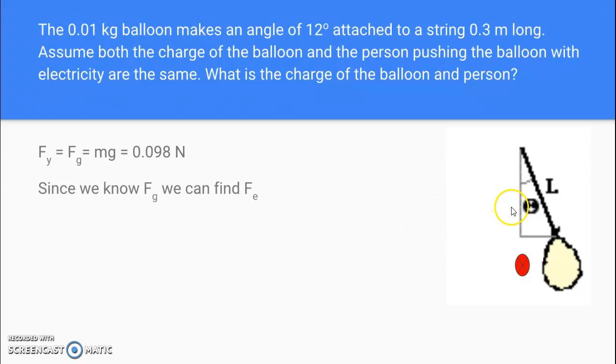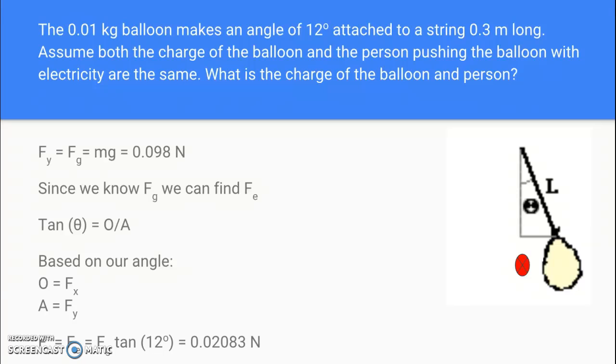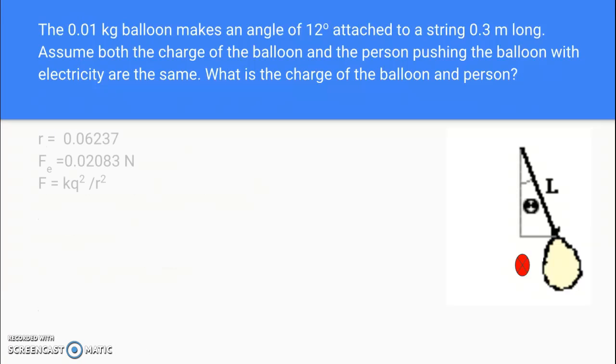Since force electric is going to be our x, and force y is going to be the force g, we can use tan, which is opposite over the adjacent. And we can solve for the opposite by multiplying both sides by a, and we get Fx, or our electrical force, is equal to force gravity tan of 12, which gives us 0.02083 newtons. So now we know how much electrical force we have, we know how far apart those are going to be, we know F equals kQQ over r squared, so now we can solve for Q.